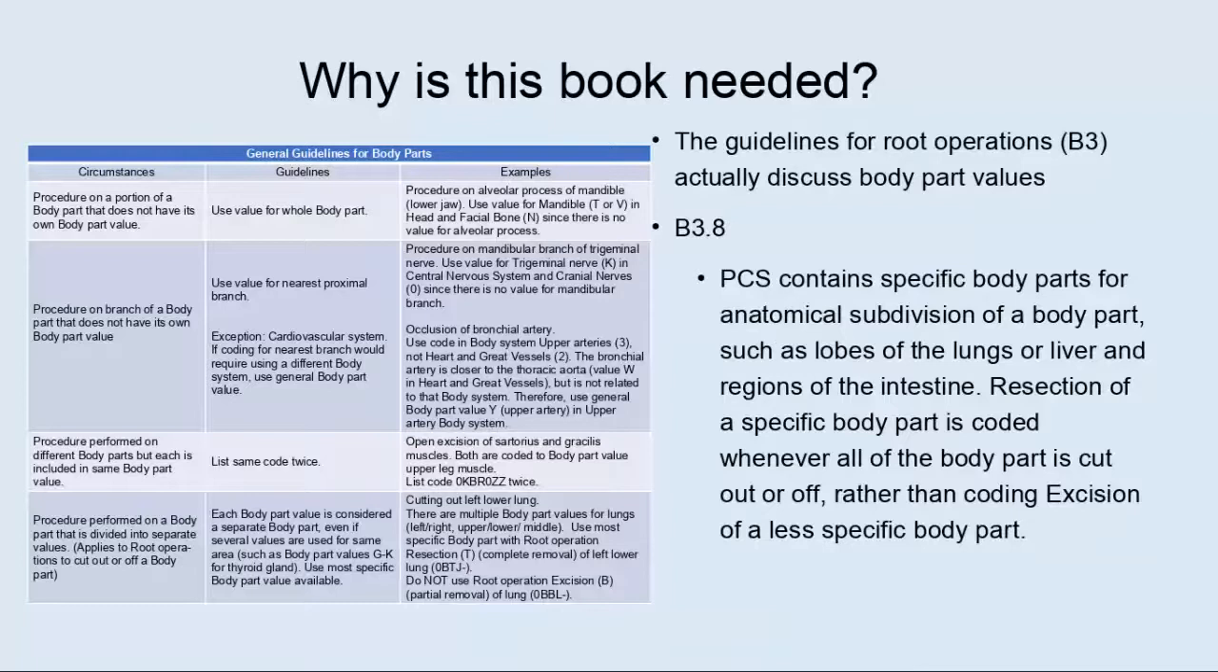Why is this book needed? Well, here's an example. On the right is the guideline for body part values, but it's part of the guidelines for root operations, not body parts. On the left-hand side is a chart from my book. The book puts all the guidelines related to body parts together and provides examples. If you look at the last row of this chart, this is the guideline that you see listed on the right, and you see it describes the guideline and gives examples of how to apply the guideline. Lots of examples. I really believe in lots of examples.